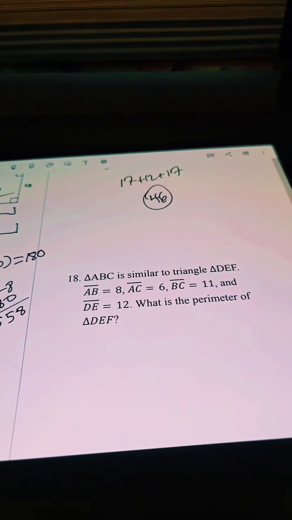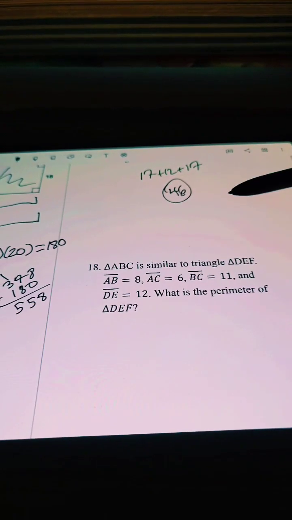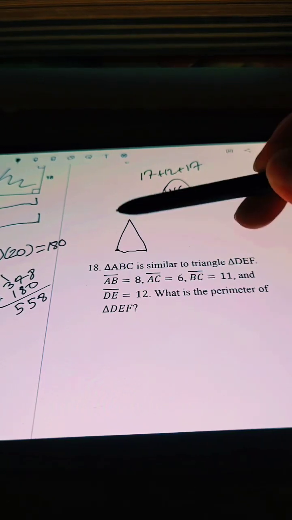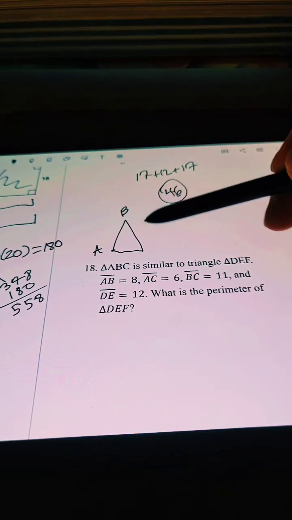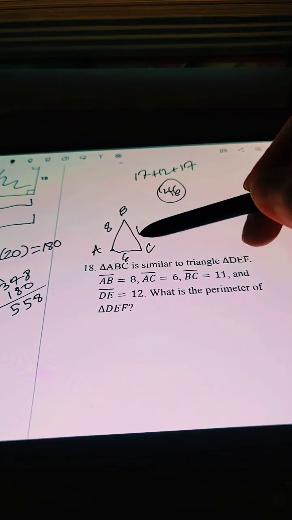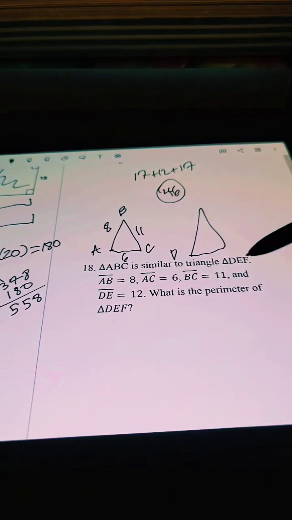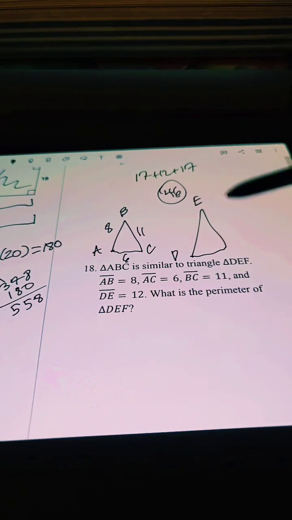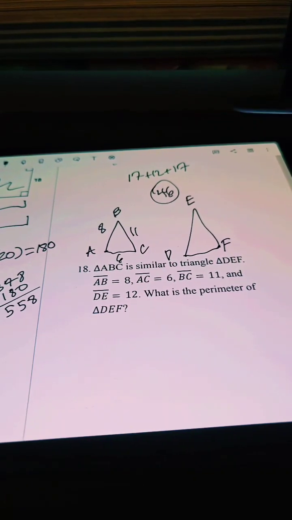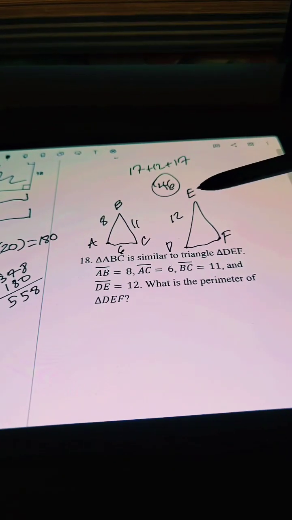Okay, so let's go to number 18 now. Triangle ABC is similar to triangle DEF, and we want to know the perimeter of triangle DEF. I'm just going to draw two random triangles. So A, B, C. AB is 8, AC is 6, and BC is 11. And then D matches up with A, E matches up with B, and F matches up with C. It's not pointy, but whatever. And then we're going to say that DE is 12. And we want to know the perimeter of this whole thing.